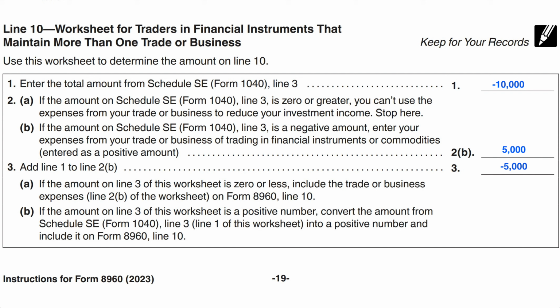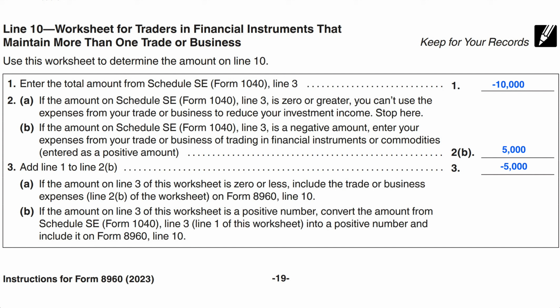In this video, we'll be going over the Line 10 worksheet for IRS Form 8960, Net Investment Income Tax for Individuals, Estates, and Trusts. The calculation on this worksheet is fairly straightforward. However, it is important that you understand how to get the information that you need to put into this worksheet and where that information should come from.